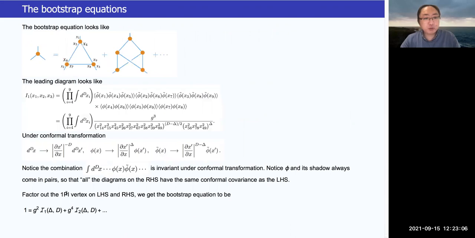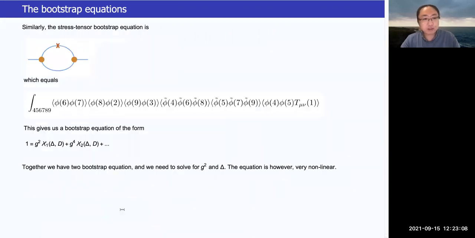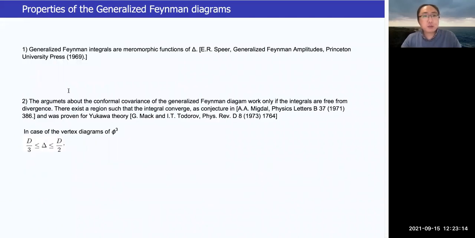Okay, so now we have two relations. One is this, one is this. So the task is actually to perform these integrals. So I should mention some general properties of these Feynman diagrams. These generalized Feynman diagrams are meromorphic functions of delta, essentially. This was shown by Speer in his PhD thesis. They only have pole-like singularities.